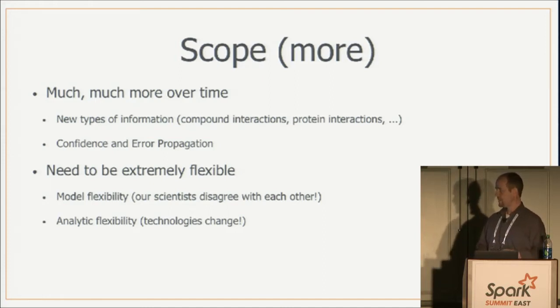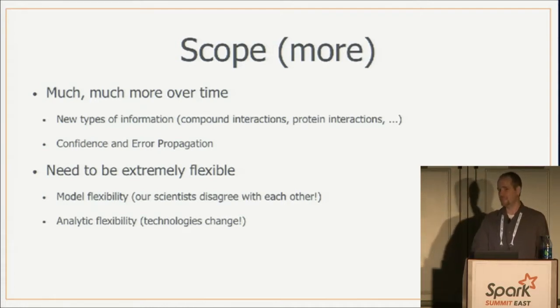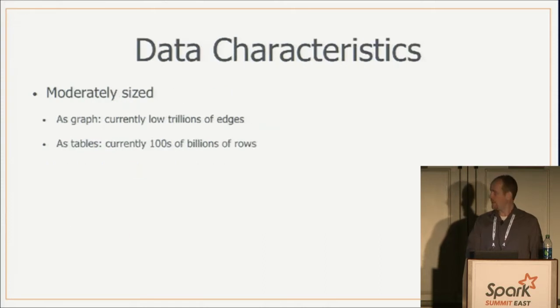Another way we need to be flexible is in terms of analytic technologies. Different scientists have very different use cases and very different kinds of tools that they're used to using. So we need to be able to take data from our graph and put it into these different tools relatively seamlessly. So that's the problem that we're trying to solve.